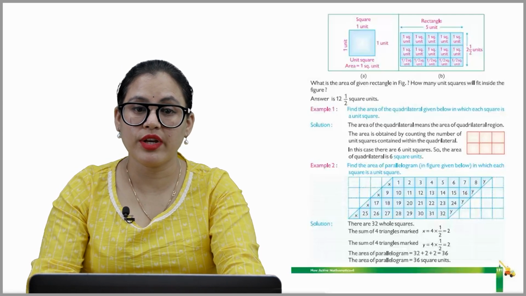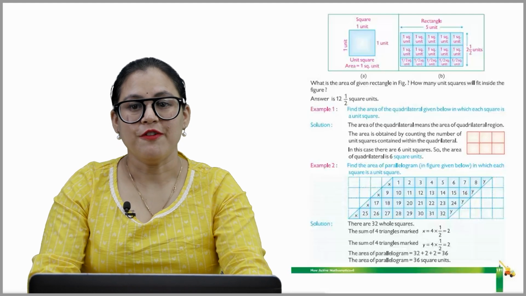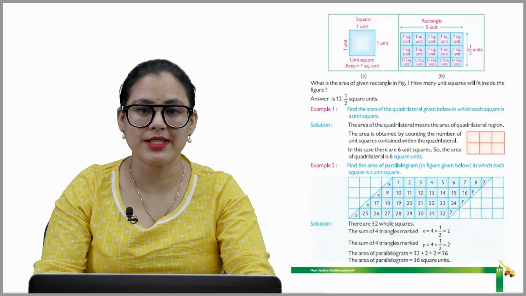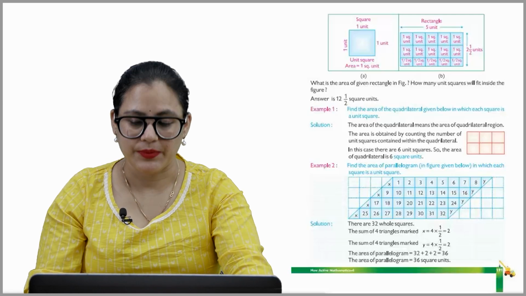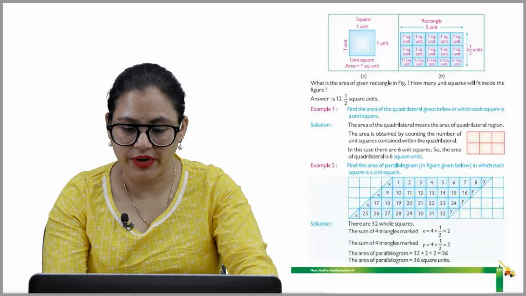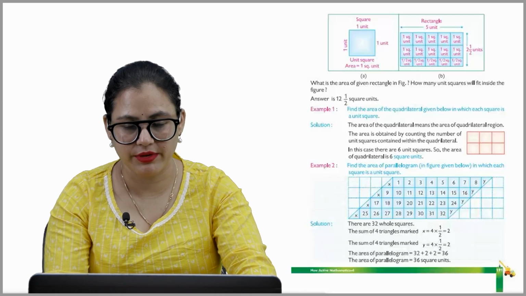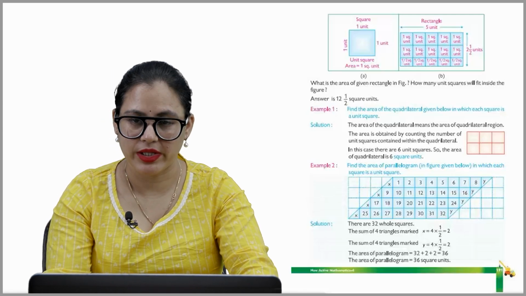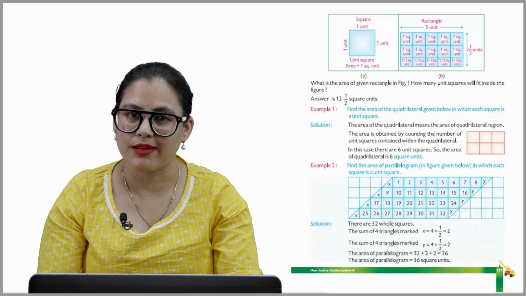Now, what is the area of the given rectangle and figure? How many unit squares will fit inside the figure? Answer is 12.5 square units. Okay, see, 1, 2, 3, 4, 5, 6, 7, 8, 9, 10. Okay, half plus half is 1, 11, half plus half is 1, 12, and half remaining. So 12 1 by 2 square units is the answer.